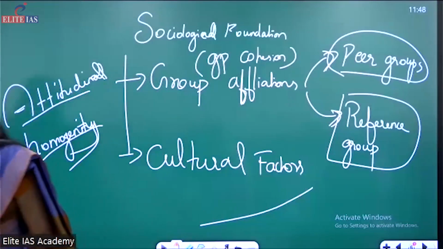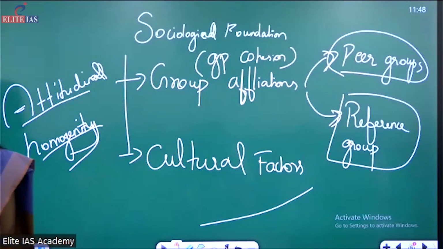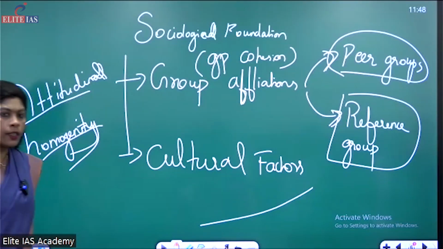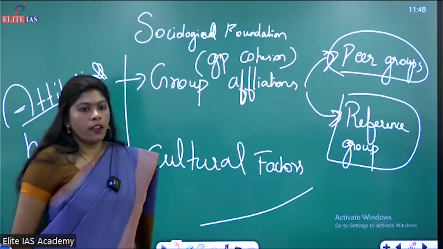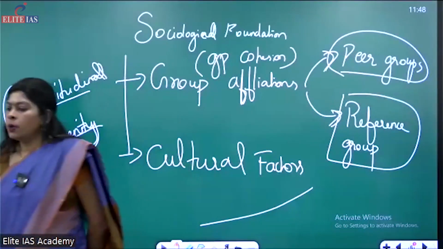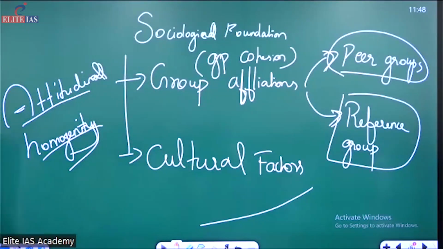Second reason: all members of the primary group. Since primary groups are closely interconnected, members of the group face too much pressure for conformity within the group.